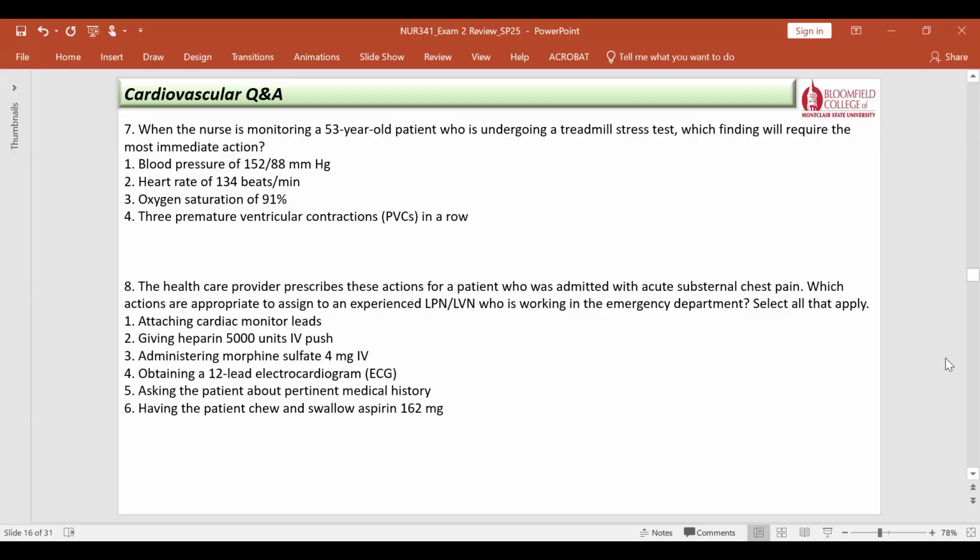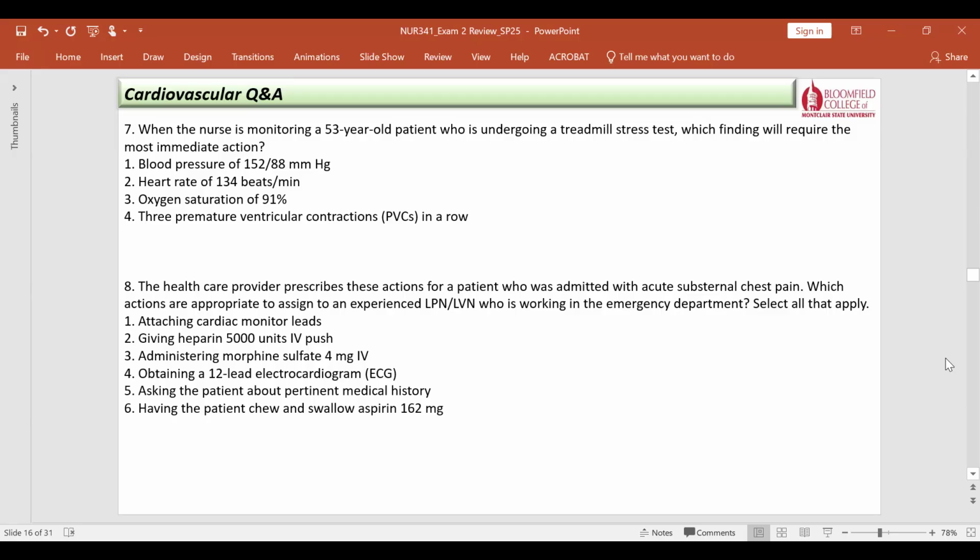That is an indication of non-sustained ventricular tachycardia. So we have to stop the testing to avoid any worsening of the life-threatening dysrhythmia.